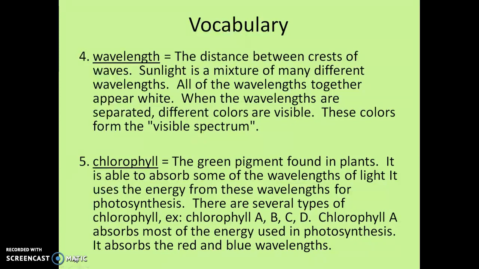Wavelength is the distance between crests of a wave. So that's kind of hard to show here without an animation, but you've talked about wavelengths before in past physical science classes, especially if you've talked about visible colors. Chlorophyll is the pigment that is within a chloroplast. This chlorophyll, we're going to be talking a lot about this chapter. And chlorophyll is the pigment that's going to be able to absorb sunlight to give plants the energy that they need.